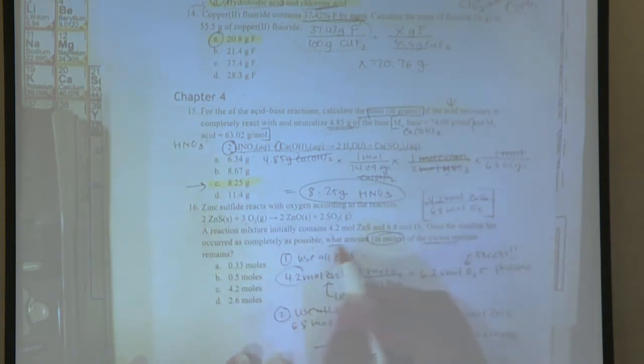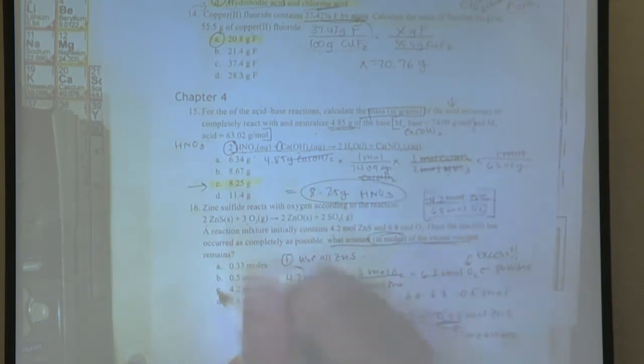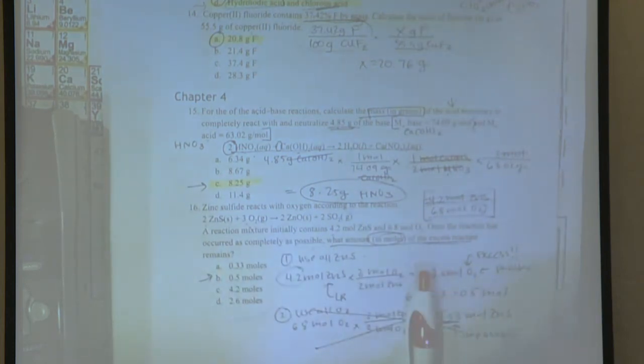They want us to tell them what amount in moles of the excess remains. So we used all of this. This is gone. But of the 6.8 that we have, we only use 6.3. So how much remains? 0.5, which happens to be B.